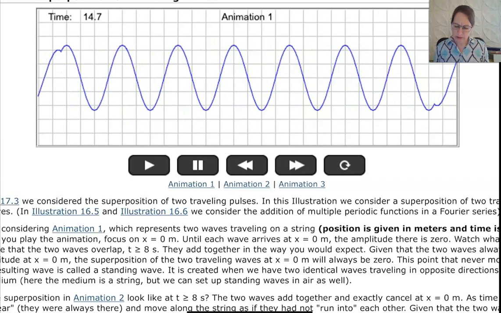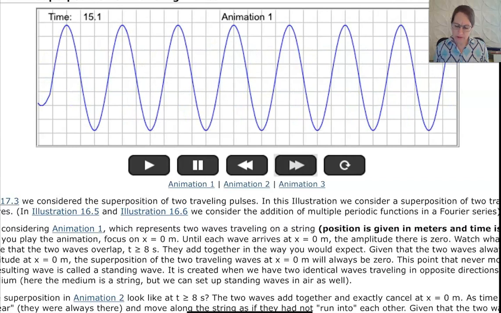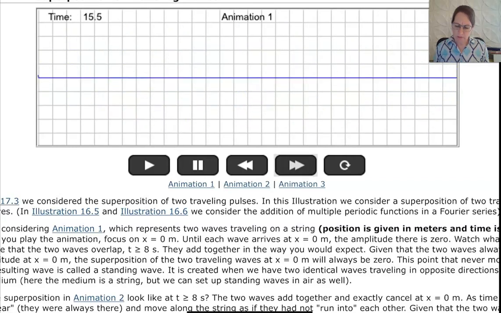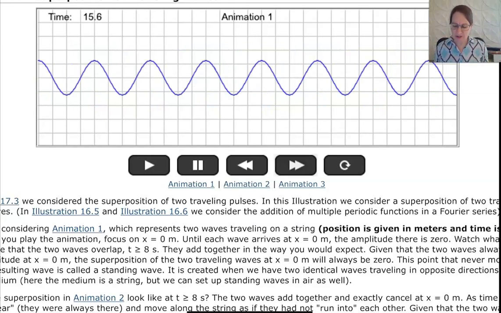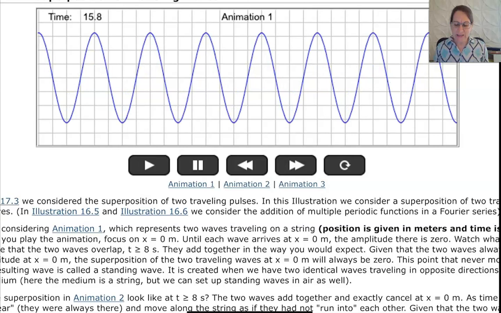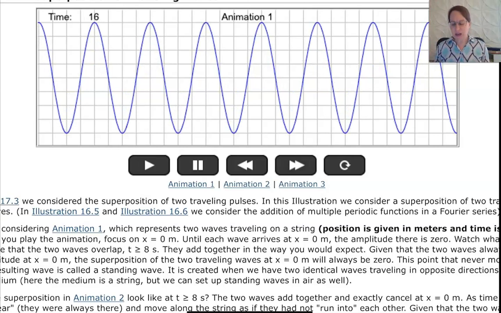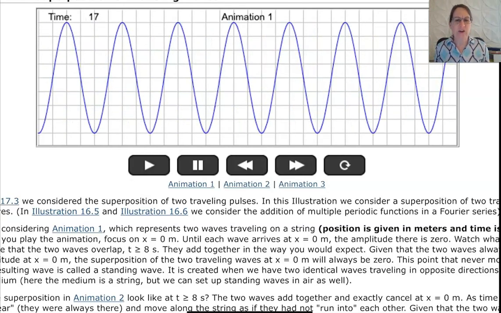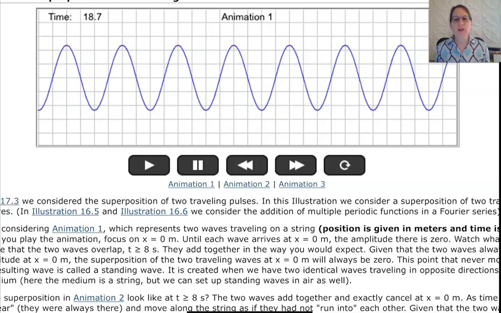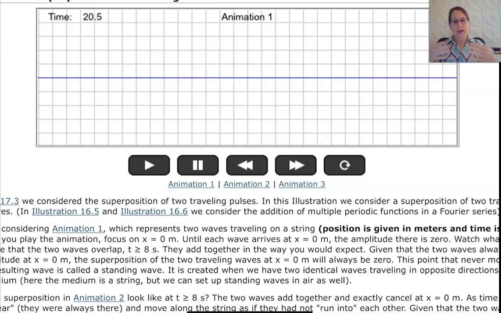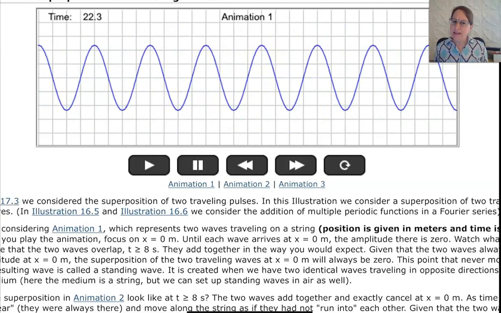So notice, here's where they're constructively added up, and then right here, they've canceled each other out. They're destructively added up, and in the next time step, they're completely constructively added together. And so this gives you a picture of how we get what's called a standing wave.